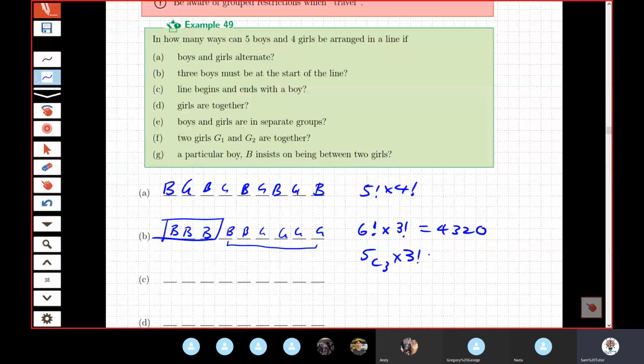5 choose 3 times 3 factorial times... So you've got 5 people, you're choosing 3, then these guys sit down. Then you've got 6 positions and you're putting 4 in. These guys got to take it, and then times 4 factorial. Maybe something like that. What's the answer to that? 5 choose 3. Same? 1440.